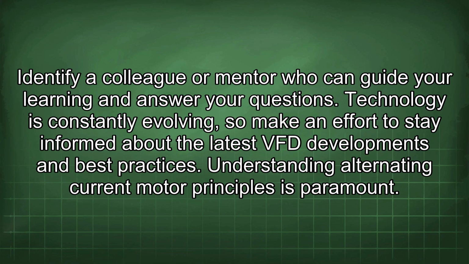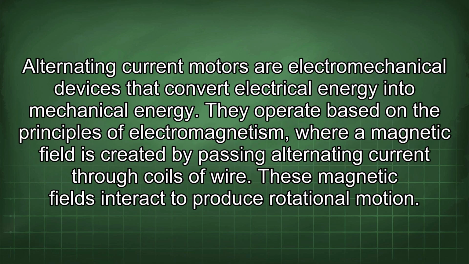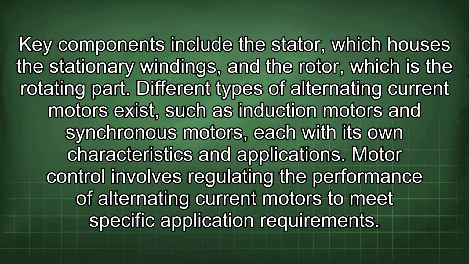Understanding alternating current motor principles is paramount. Alternating current motors are electromechanical devices that convert electrical energy into mechanical energy. They operate based on the principles of electromagnetism, where a magnetic field is created by passing alternating current through coils of wire. These magnetic fields interact to produce rotational motion. Key components include the stator, which houses the stationary windings, and the rotor, which is the rotating part. Different types of alternating current motors exist, such as induction motors and synchronous motors, each with its own characteristics and applications.